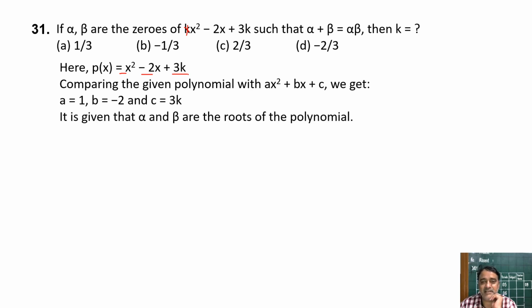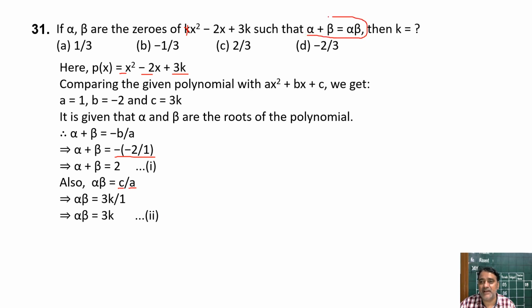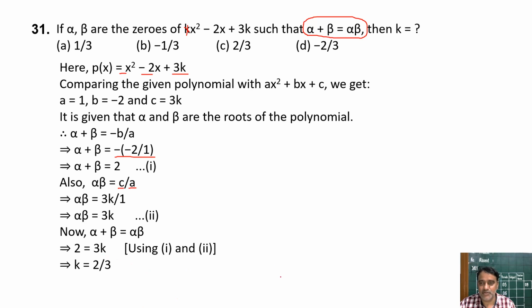Now we know that the sum of zeros is equal to minus b by a. So minus of minus 2 by 1, so we are getting 2. Alpha plus beta is equal to 2. And the product of zeros is given by the formula c by a. c is 3k and a is 1, so we are getting 3k only. Now in the question it is given that alpha plus beta is equal to alpha beta. That means 2 is equal to 3k. So what is the value of k? 2 by 3. So which is the correct option? Option C, right.